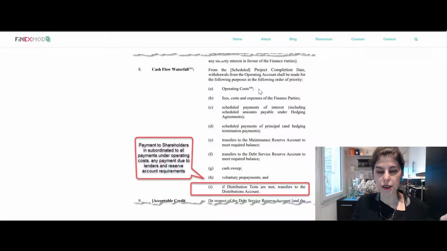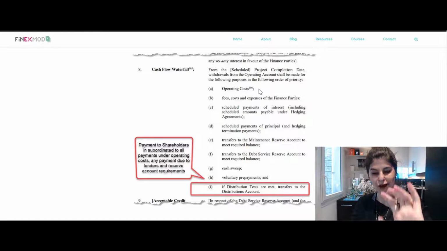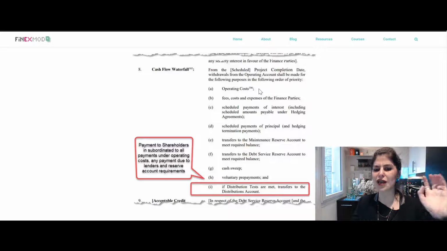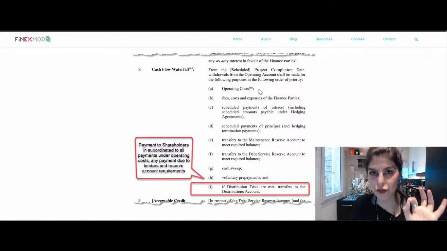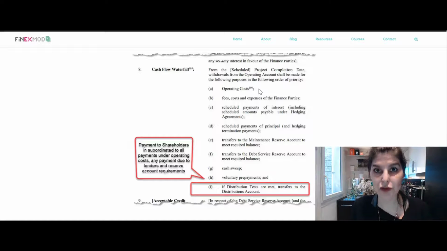So first, the money comes into the account for the revenues, and then it goes to the operating costs, then it goes for the fees, then for the interest, and then for the principal, and then for the reserve accounts: maintenance reserve account, debt service reserve account, cash sweep, voluntary prepayment, and then whatever remains is due to be paid to shareholders or to investors, okay?